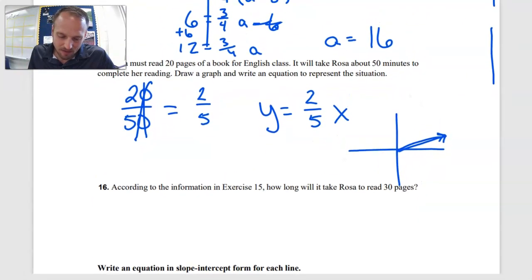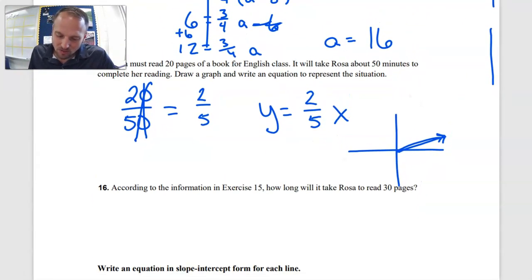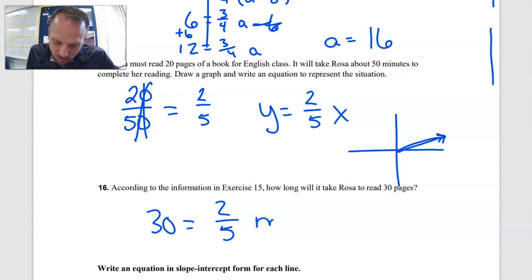Number 16. According to the information in exercise 15, how long will it take Rosa to read 30 pages? Well, let's see. 30, that's going to be our y. That's how many pages she's read. She reads 2 pages in 5 minutes. We'll keep it as x just so that we keep the same equation that we used right there.